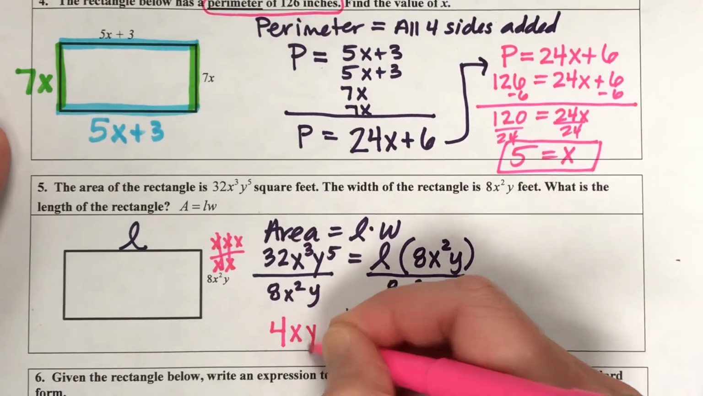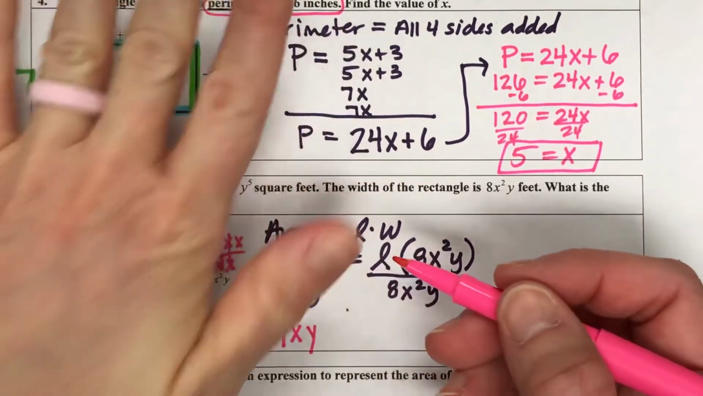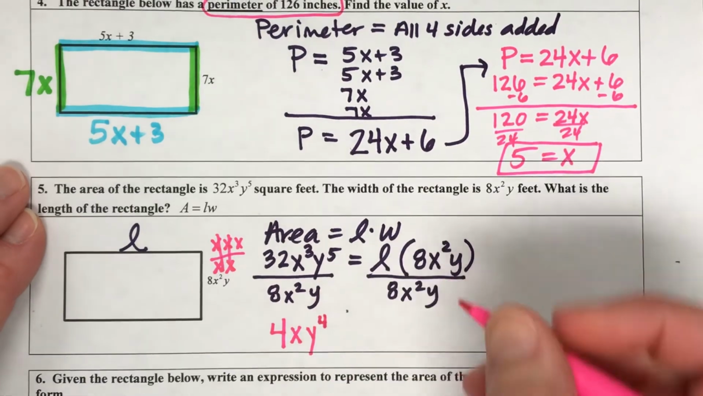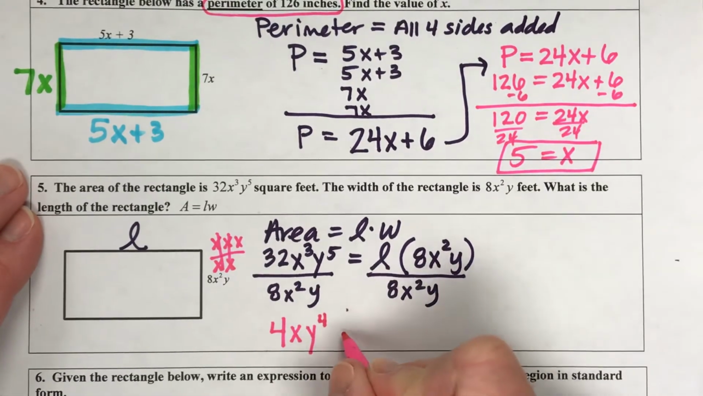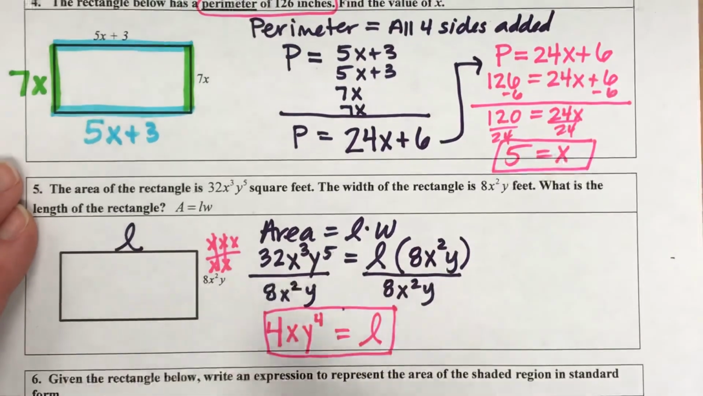And then again for the y's, if I had y to the 5th, or y times y times y times y times y, 5 of them, and I cancel out one from the bottom, and I subtract my powers, I have y to the 4th. And that is the length, the missing length of my rectangle.